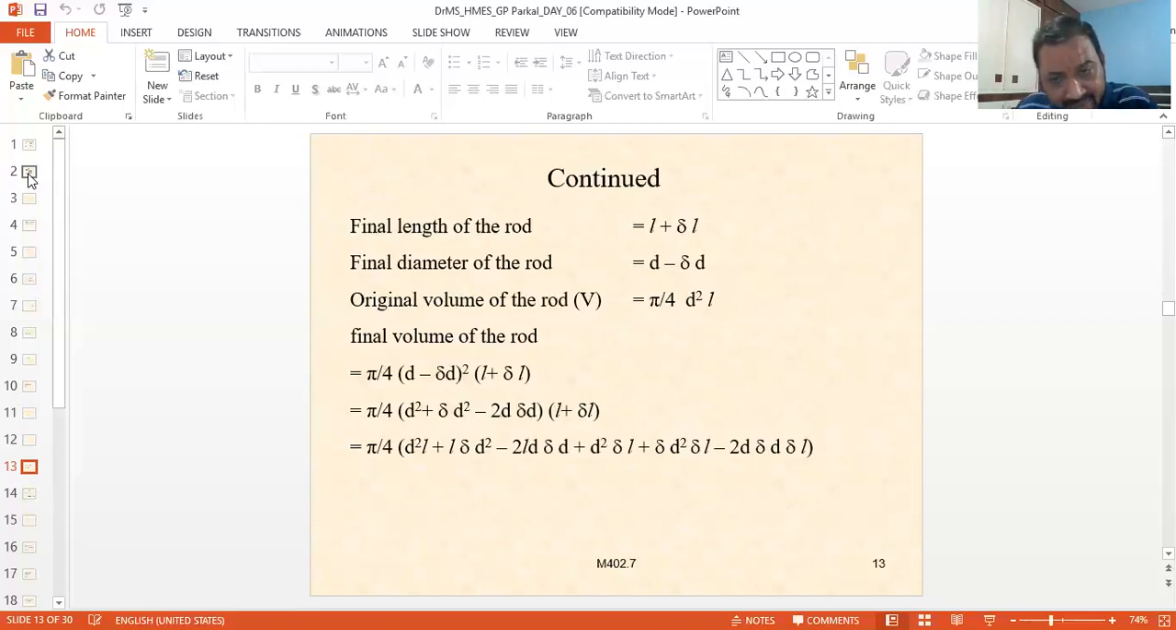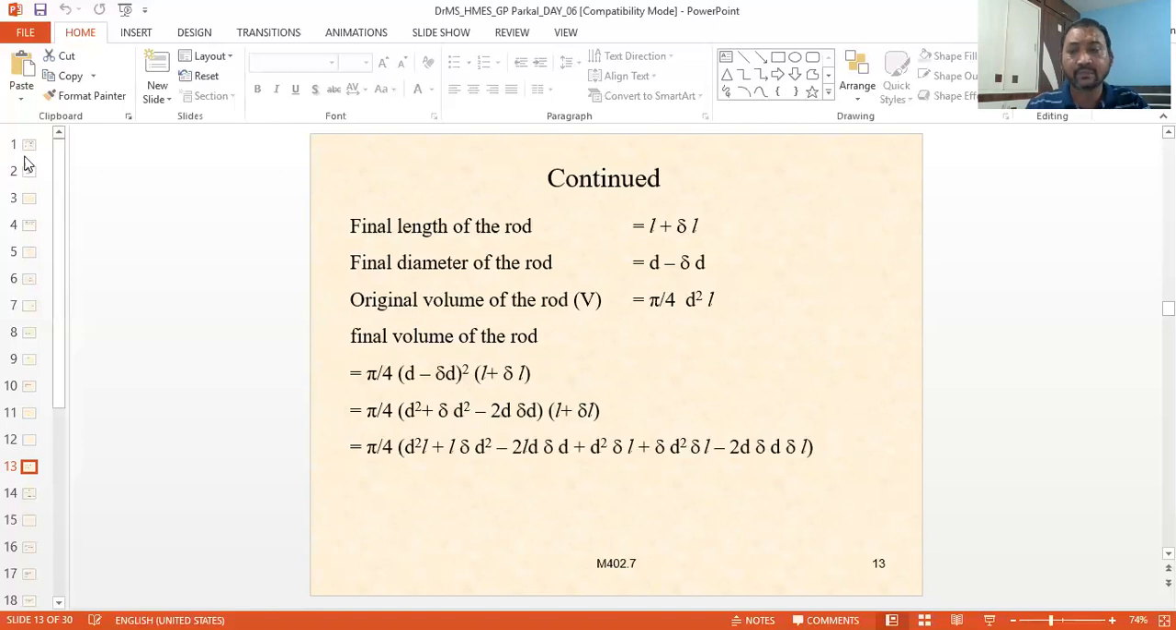If you further expand this equation, it becomes pi by 4 into [d square into L plus L into delta d whole square minus 2 L d into delta d plus d square into delta L plus delta d whole square into delta L minus 2d into delta d into delta L].